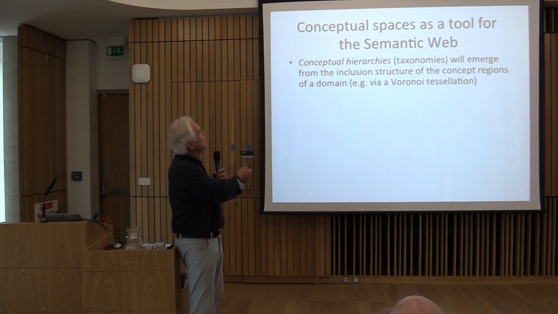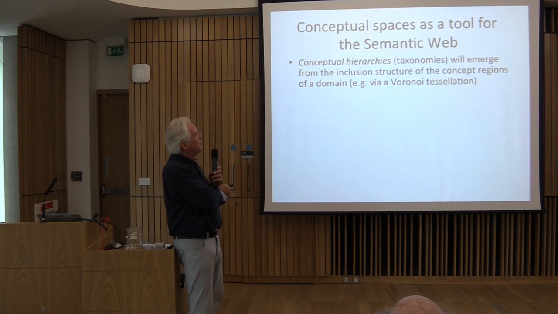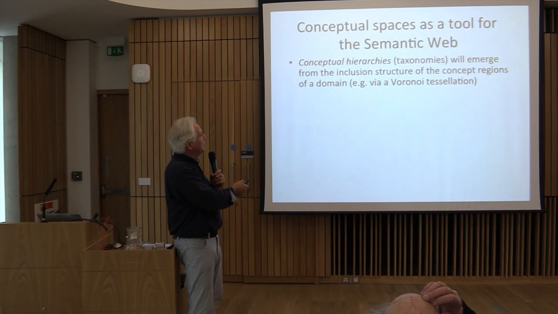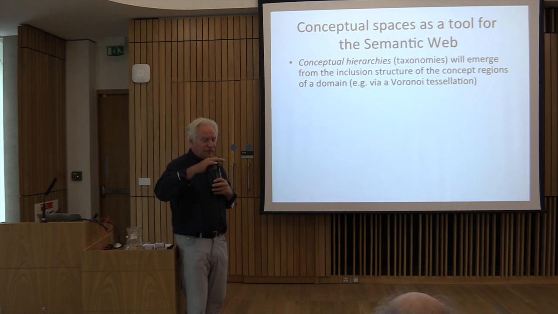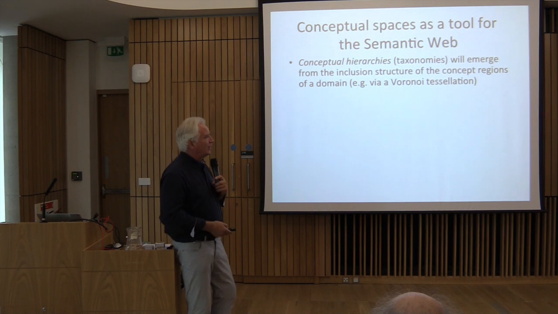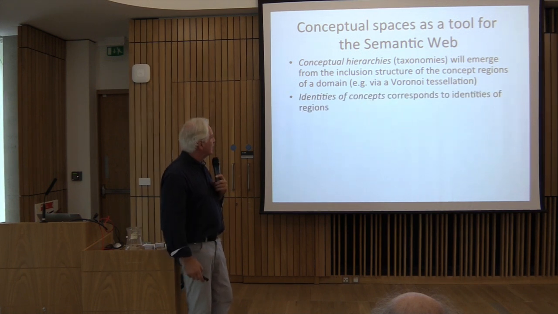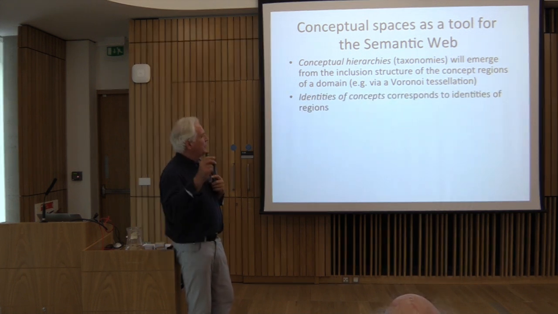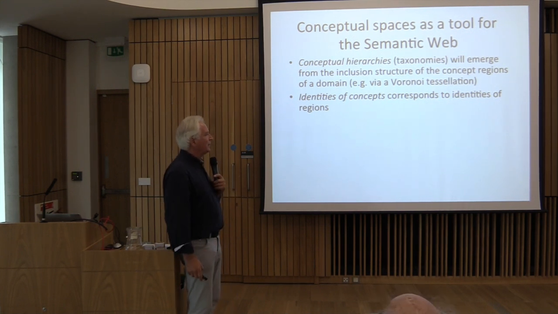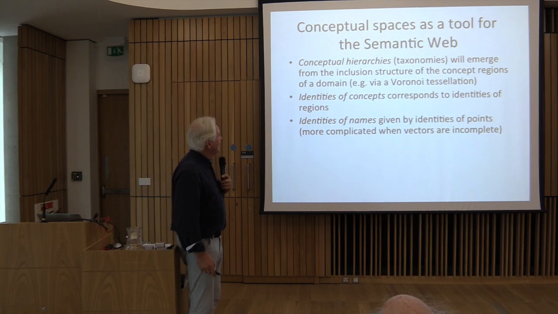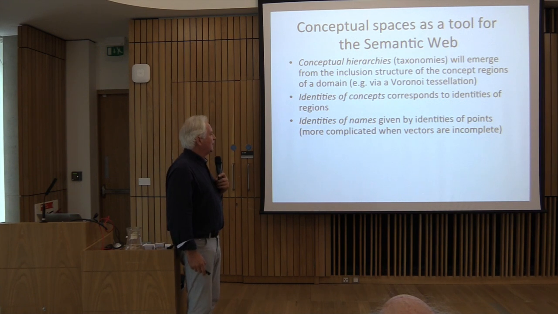Okay, if you instead look at conceptual spaces as a basis instead of a symbolic one, the conceptual hierarchies, the taxonomies that I have, will emerge from inclusion structures of the concepts. I gave you one level of Voronoi tessellations, but you can have subordinate and superordinate tessellations. So that kind of conceptual hierarchy is built into the Voronoi tessellations. Identities of concepts correspond to identities of regions. You don't have to specify that. Once you have the region specified, you know the identities of concepts. Identities of names are given by identities of points.